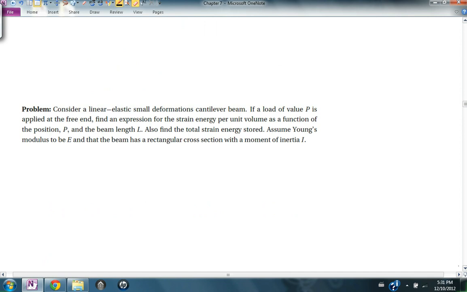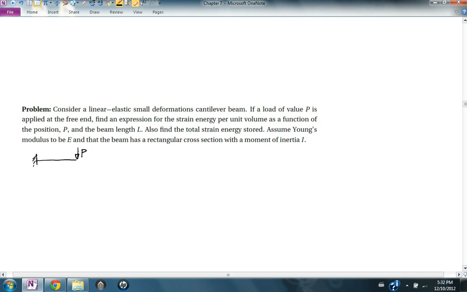So, for example, we have a linear elastic, small deformations cantilever beam. We need to find an expression for the strain energy per unit volume as a function of the position, P, and the beam length. And we need to find the total strain energy stored, assuming Young's modulus to be E, and that the beam has a rectangular cross-section with a moment of inertia I.